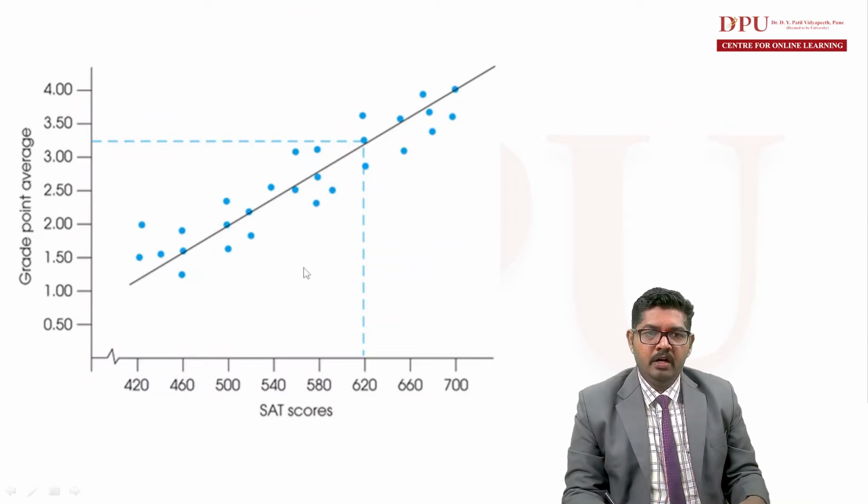We have already seen the scatter plot. One of the examples we have taken here is grade point average, that is GPA or CGPA, and this is the SAT score. One will be interested to find out if there is any relationship between the SAT score and the grade point average. So we got this scatter plot, and this is the line of best fit.